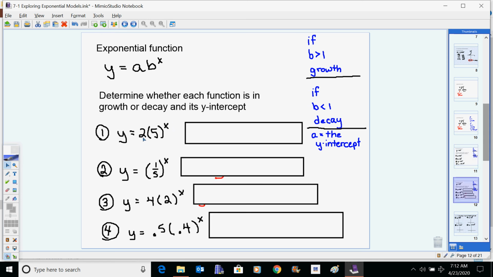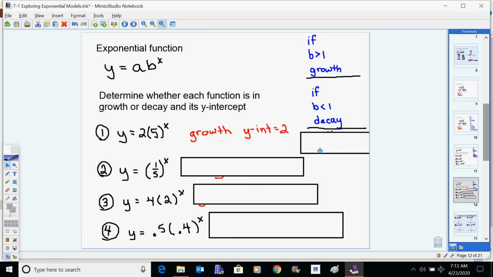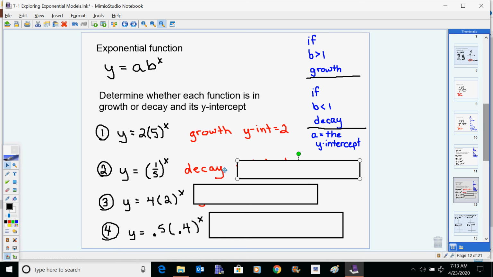Okay, so this 2 tells us something. This 2 tells us the y-intercept. This number is going to tell us whether it's a growth or decay because these are all exponentials. So this number greater than 1 means that it's a growth function, and the 2 tells us that the y-intercept is 2, so crossing the y-axis at 2. 1/5. Hopefully you're just figuring these out ahead of time. Less than 1 means it's a decay function, and there's no number here, which means there's a hidden 1, so our y-intercept is 1.